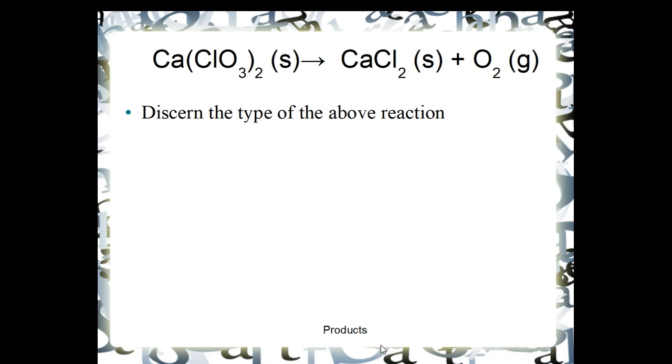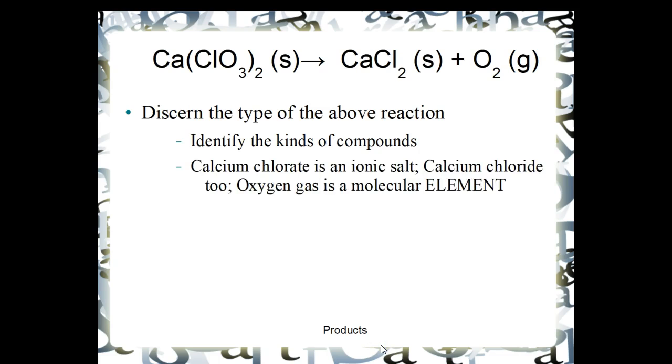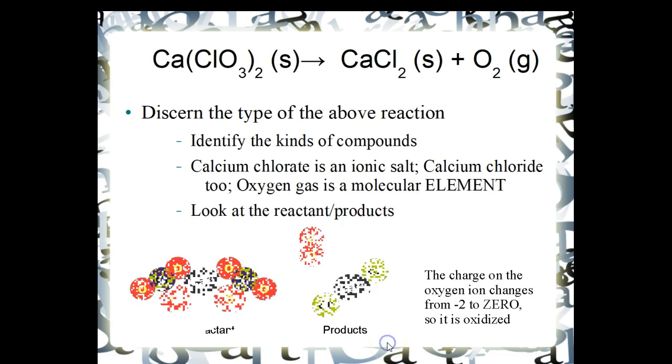If now you look at calcium chlorate decomposing to calcium chloride and oxygen gas, you immediately see, although you're getting a solid compound and a gas coming off, there is a difference. If we identify the kinds of compounds, calcium chlorate is an ionic salt. Calcium chloride is also an ionic salt. But oxygen gas is a molecular element. That's something we didn't see with the barium carbonate.